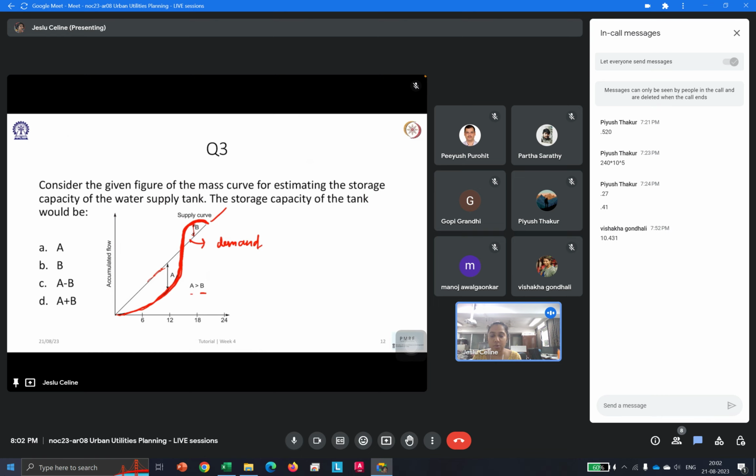So in this case, how do we find the storage capacity? Do we take the maximum value and put it as A, or do we take the minimum value and put it as B, or do we take the difference between those, or do we add them up? Any guesses? Add them up. Add them up. Correct. Could you explain that also a bit more? Because we want to have storage capacity for both ones, the supply one and the demand one. Yes, very good. Correct.